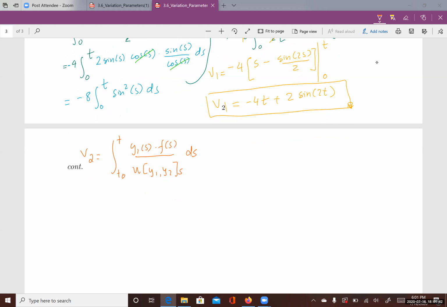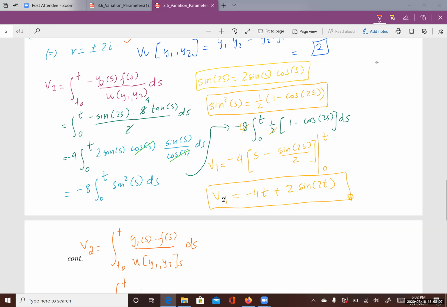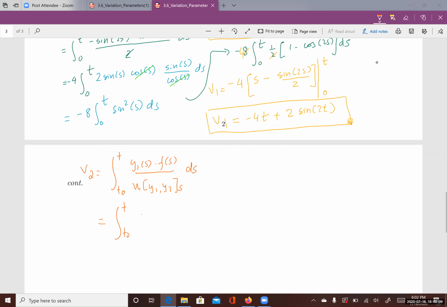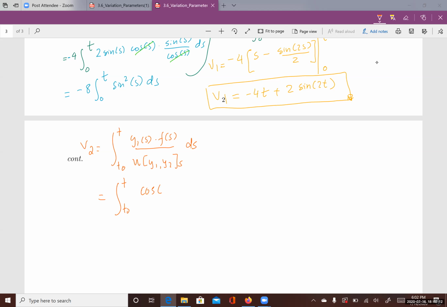All right. Here we have, again, y1. How did we define it? It's sine. No, it's cosine, y1 was cosine. All right, just want to make sure. y1 is cosine. Cosine of 2s multiplied by the tangent of s, divided by 2, ds.